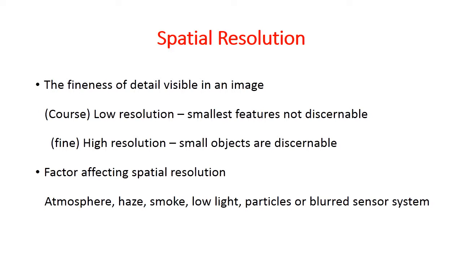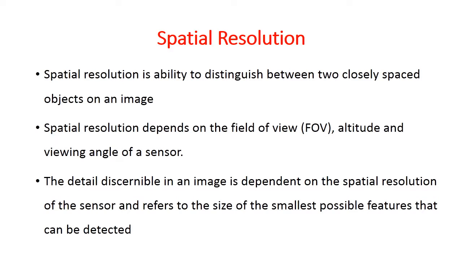Let us see the factors affecting the spatial resolution. The first factor which affects the spatial resolution is the atmosphere. Then haze, smoke present in the atmosphere, low light, particles or blurred sensor systems. These are the factors which affect the quality of spatial resolution. Spatial resolution is the ability to distinguish between two closely spaced objects in an image. Spatial resolution depends on FOV, that is field of view, altitude and viewing angle of a sensor.